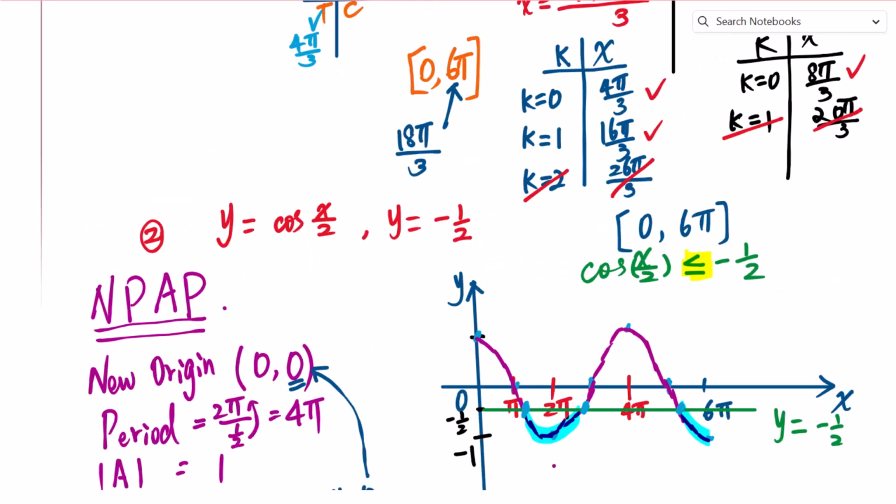But how to label these intersections? Go back here. So this is 4 pi over 3, 8 pi over 3, 16 pi over 3. We will write down the solution like this: bracket 4 pi over 3 to 8 pi over 3, union 16 pi over 3 to 6 pi.